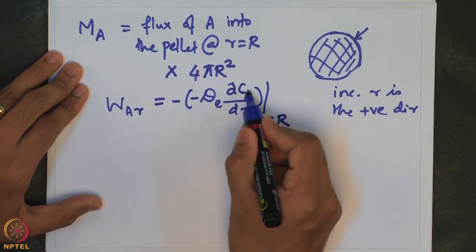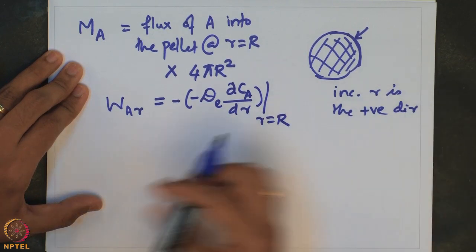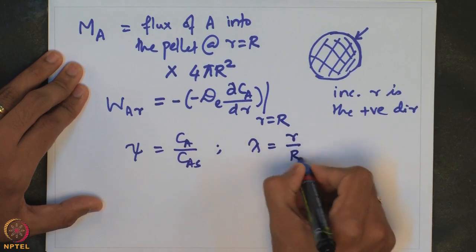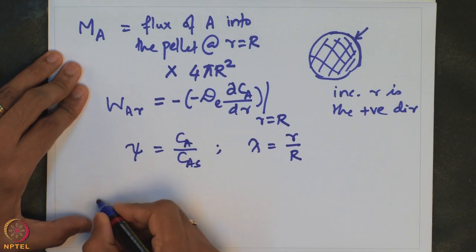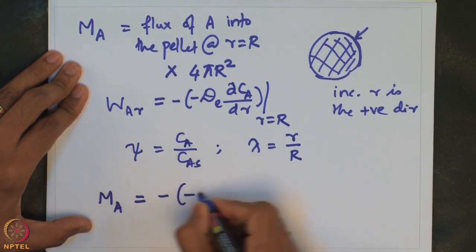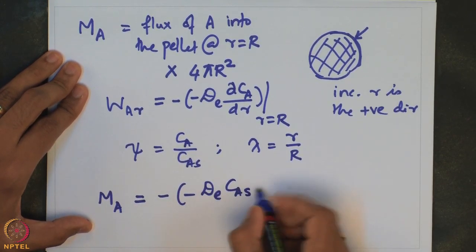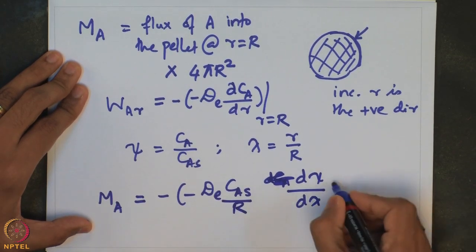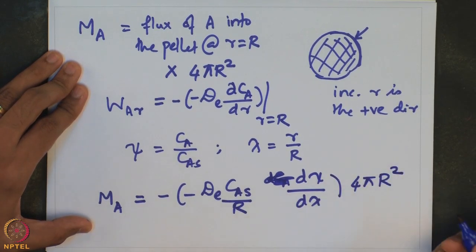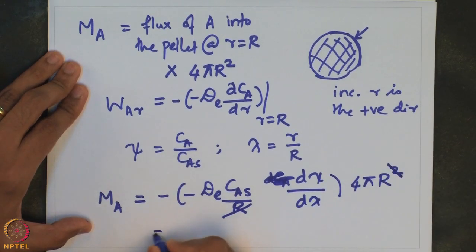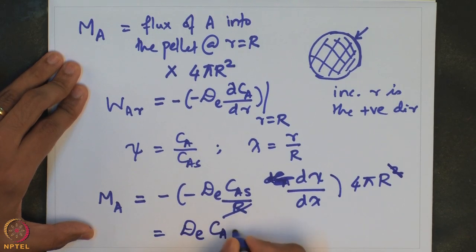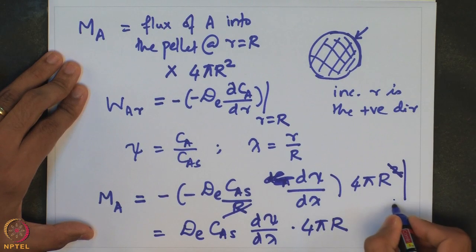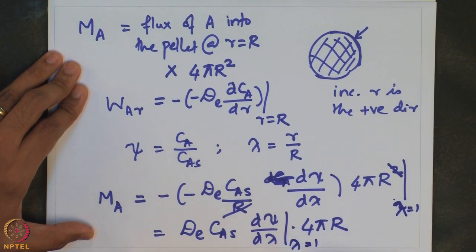Now, we know the relationship between concentration and position. So suppose we introduce the dimensionless quantities, recall that the dimensionless quantity psi is CA by CAS and lambda is r divided by capital R. So we can introduce the dimensionless quantities here. Therefore, MA is essentially equal to minus of minus DE into CAS into d psi divided by d lambda, and that multiplied by 4 pi R square. So we can cancel out the common factors, and that should be equal to DE CAS into d psi by d lambda into 4 pi R, evaluated at lambda equal to 1.